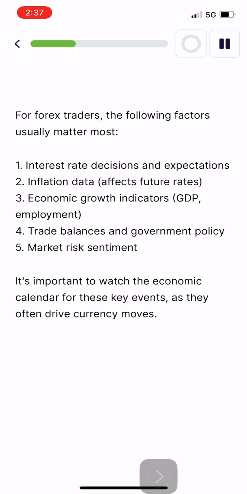For foreign exchange traders, the following factors usually matter most. 1. Interest rate decisions and expectations. 2. Inflation data, which influences future interest rates. 3. Economic growth indicators such as gross domestic product and employment reports. 4. Trade balances and government policy changes. 5. Overall market risk sentiment. It is important to watch the economic calendar for these key events, as they often drive movements in currency values.